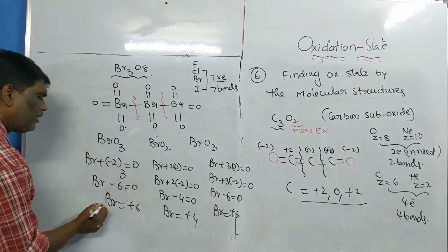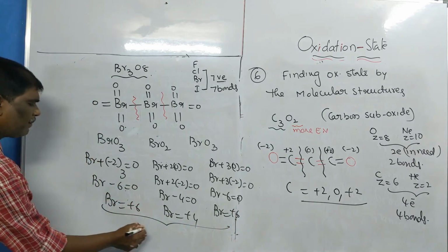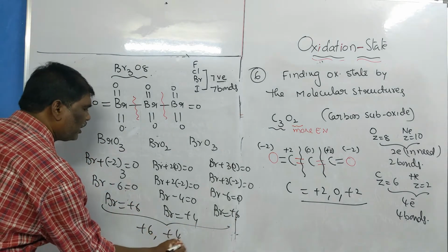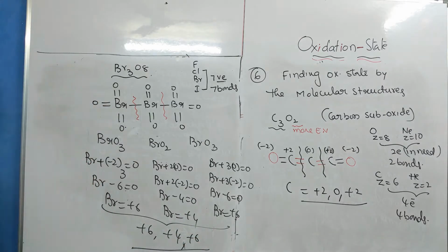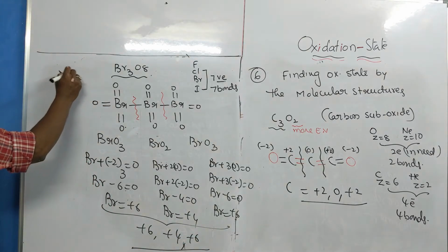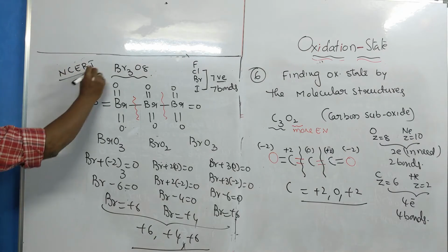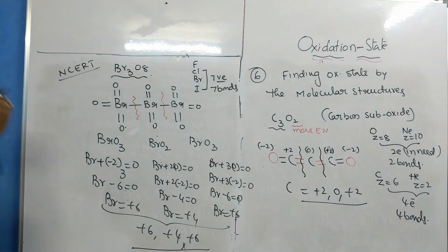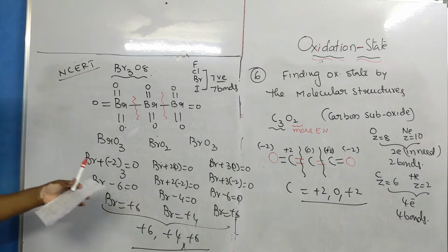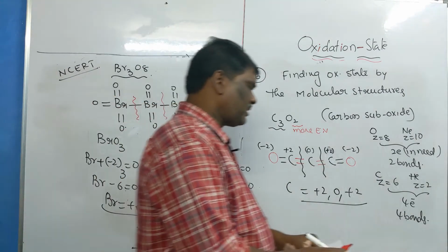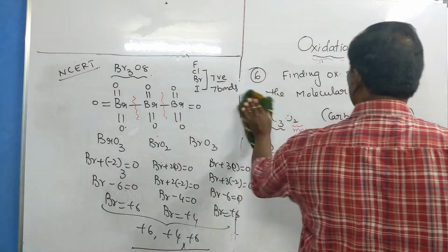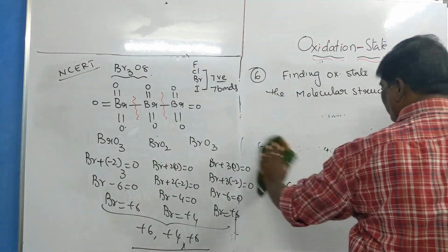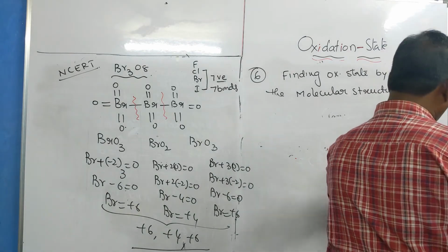So what are the possible oxidation states for bromine? Plus 6, plus 4, plus 6. This is the question explained in stoichiometry in your NCERT book. In the NCERT book, this question was explained at the end of the topic. So most important one. Another one we are going to discuss, another similar molecule.